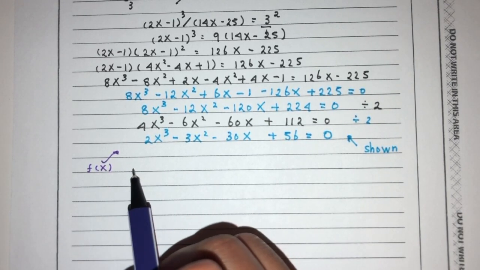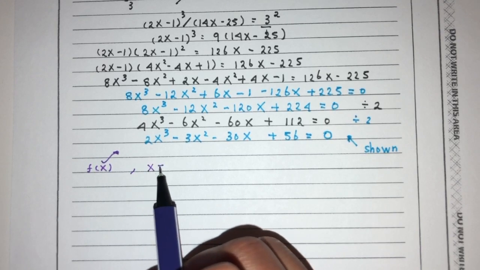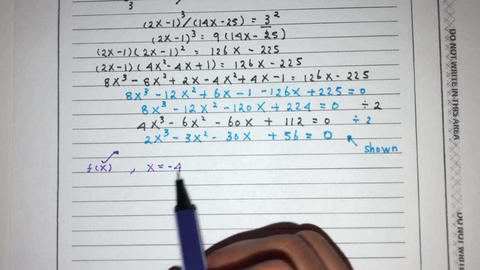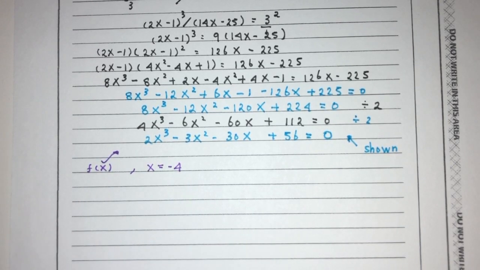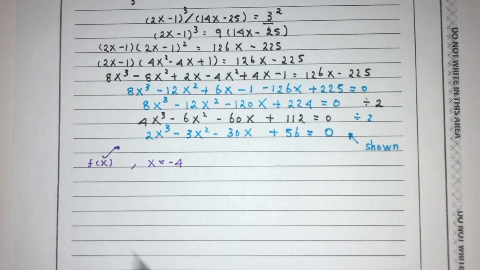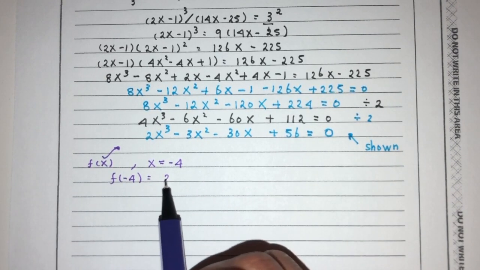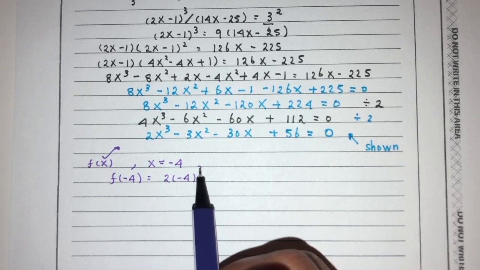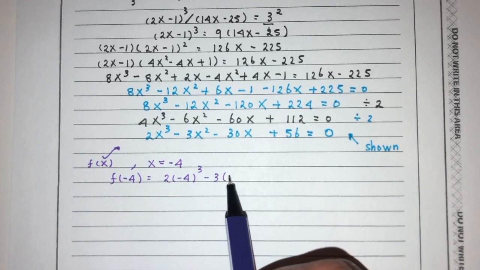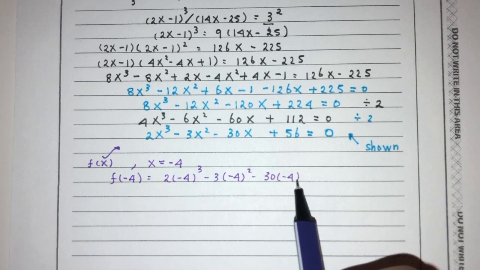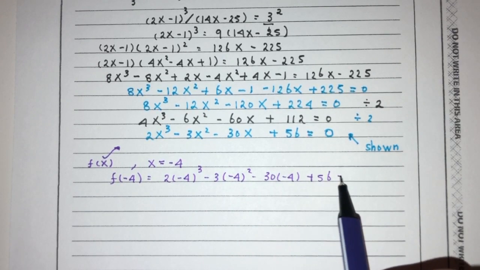Now since we are told that x equals minus 4 is a solution, it means that if you plug in the value of this in the function, it is supposed to give you 0. But let's check. So f of minus 4 will be 2 times minus 4 cubed minus 3 times minus 4 squared minus 30 times minus 4 plus 56.